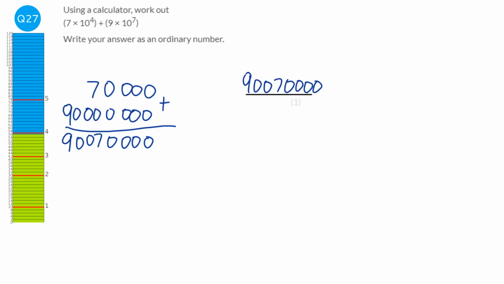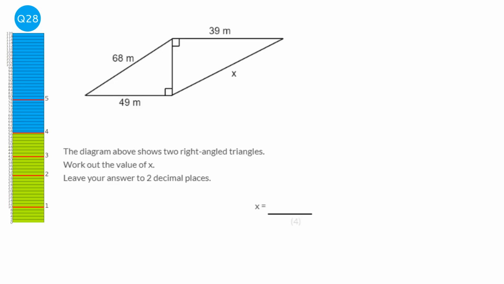Some people think there's a quick way of doing this, like adding the 7 and the 9. There isn't. You've just got to work out what this number is, work out what this number is, and add them together. We can't work out what x is straight away, but we can find this value here. And we know with Pythagoras we can find a third length if we've got the other two in a right angled triangle. So a squared plus b squared equals c squared.